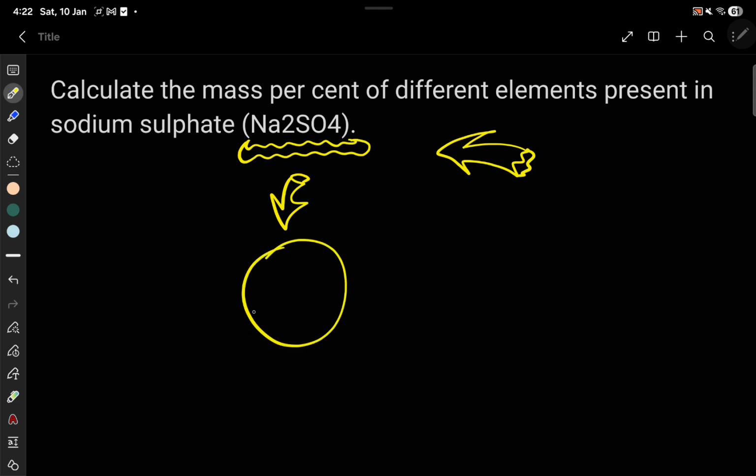Now, let's begin the question. We are having a molecule which is having a chemical formula Na₂SO₄. First of all, what's the name of this chemical over here? The name of this compound is sodium sulfate.